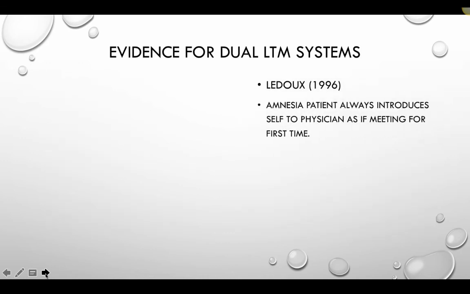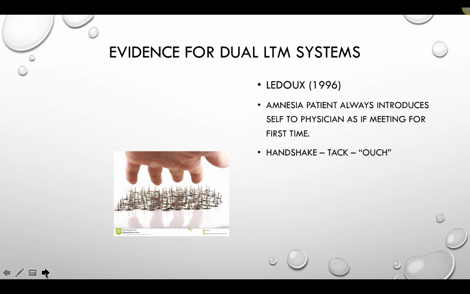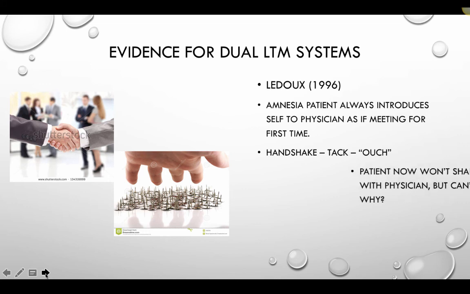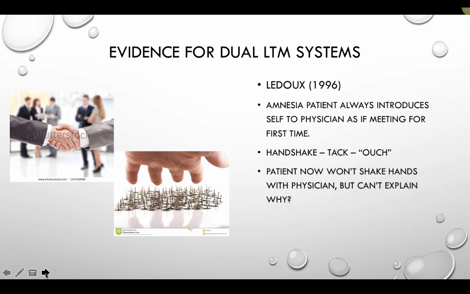And there is evidence for dual systems, these two systems. Ledoux in 1996, working with amnesia patients, found they continuously introduced themselves to the physician as if meeting for the first time, just like the description in HM. You could meet him and then 10 minutes later meet him again and they wouldn't know that you had met before. The physician placed a thumbtack in their hand and shook hands with the subject, and then later on the patient won't shake hands with the physician but can't explain why. So they had no explicit memory of having met the person before and having had the thumbtack trick played on them in the handshake, but they had damage to their hippocampus because they couldn't remember the handshake.